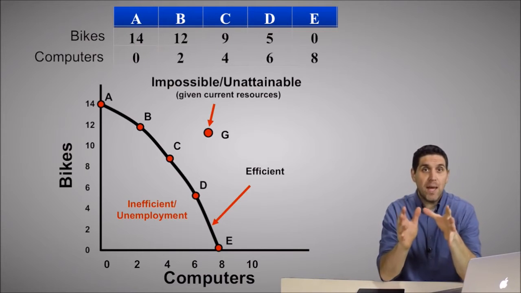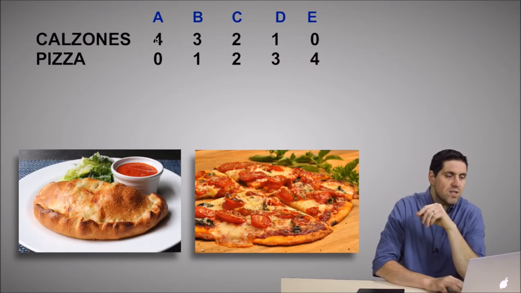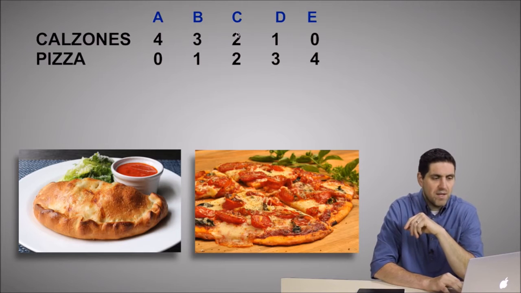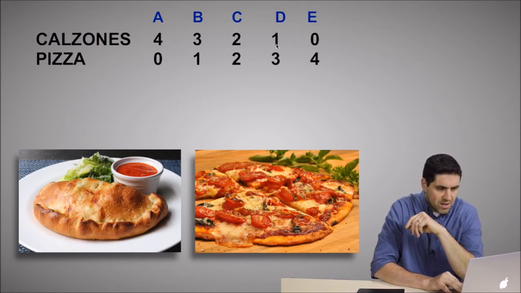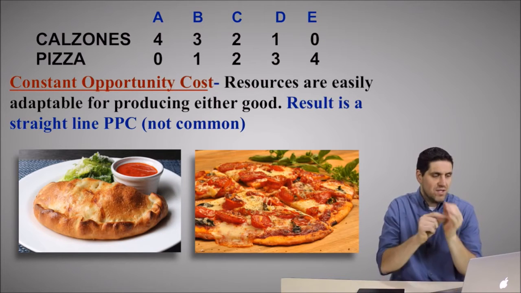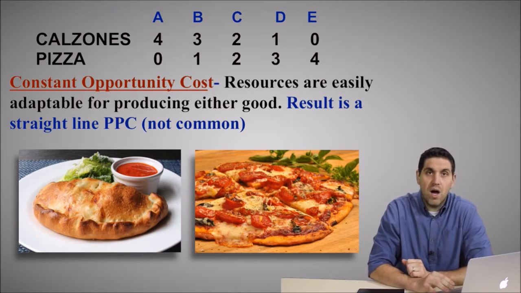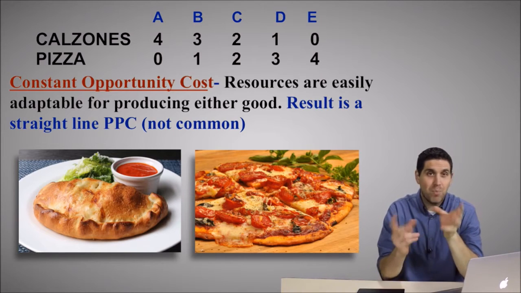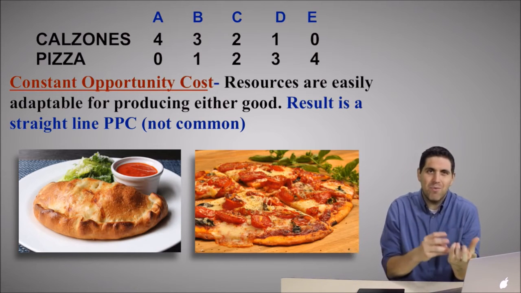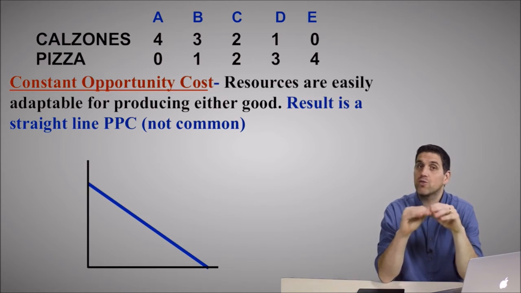Okay, there's a couple different shapes to this graph, and I want you to take a look at it. Let's talk about calzones and pizzas. Notice when you produce another pizza, you lose 1 calzone. When you produce another pizza, you lose another calzone. When you produce another pizza, you lose 1 more calzone. Now the opportunity cost here, it's constant. Every single time you produce a pizza, you lose 1 calzone. That's called constant opportunity cost, and it shows you that resources between the two products are very similar. Right? You can use resources for pizza, the same resources for producing the calzones. Now it's going to result in a production possibilities curve that's a straight line.